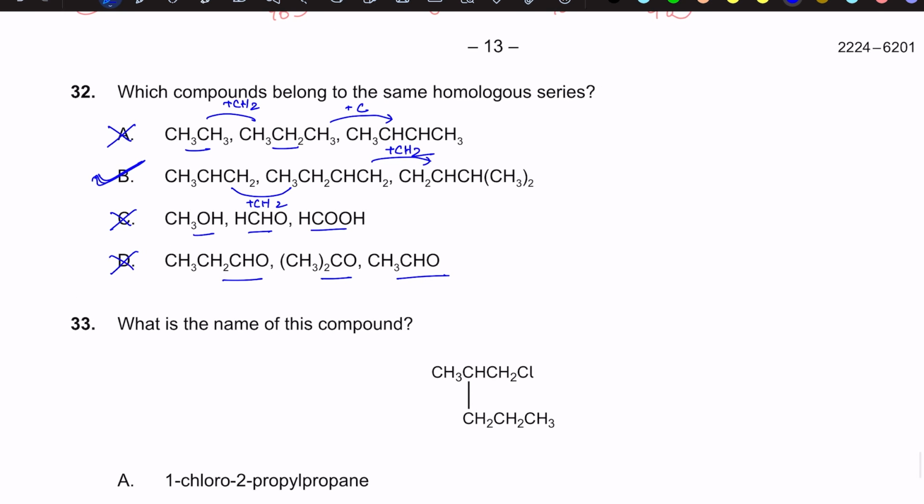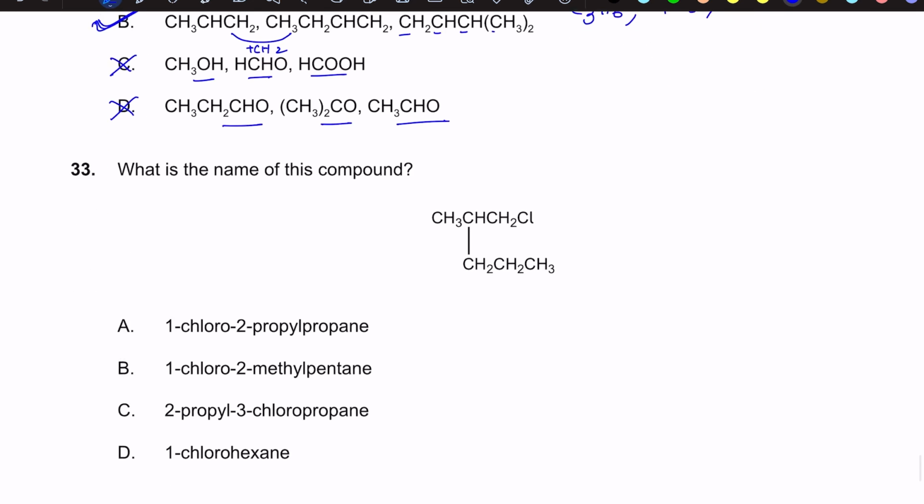For B, if you want to check the options, you can also check the molecular formulas. C3H6. The next one is C4H8. And the next one is C5, and the hydrogens will be 10, so C5H10. So in all the cases, you see that the increase is of plus CH2 only. So that's it for 32.